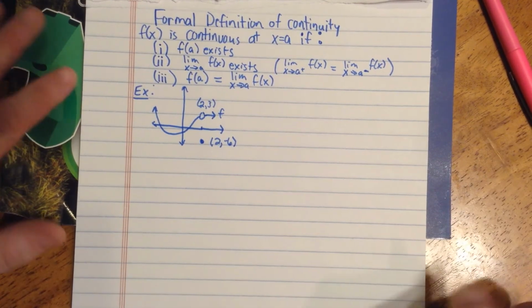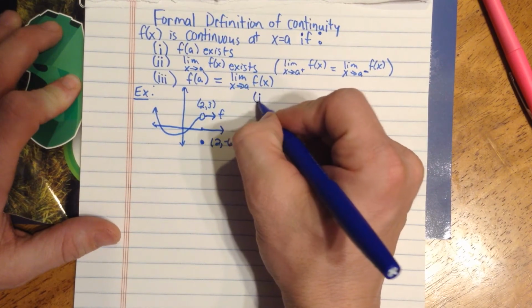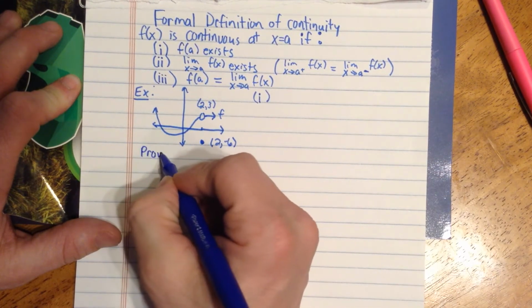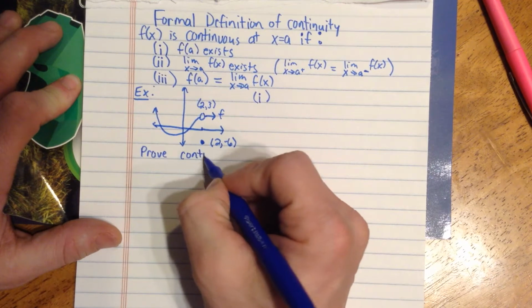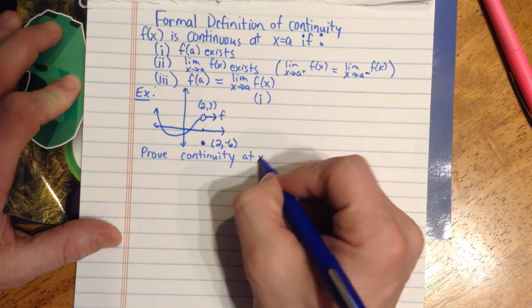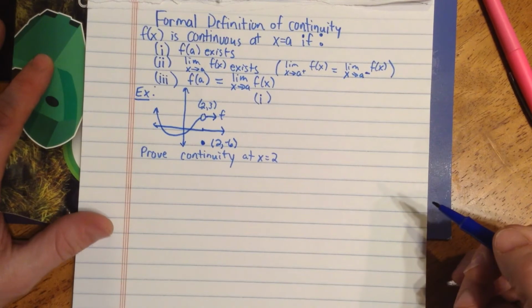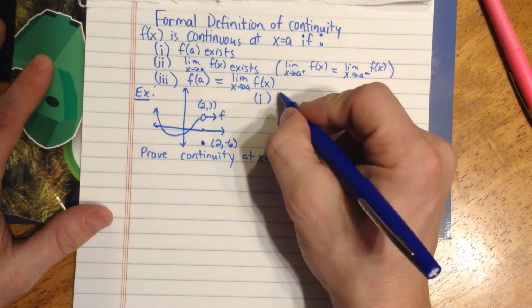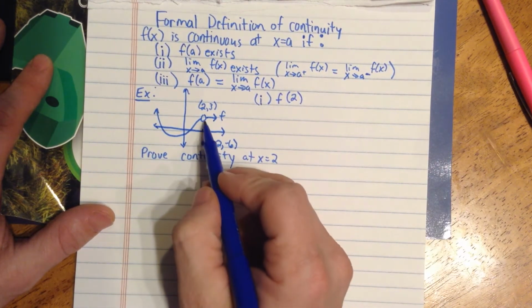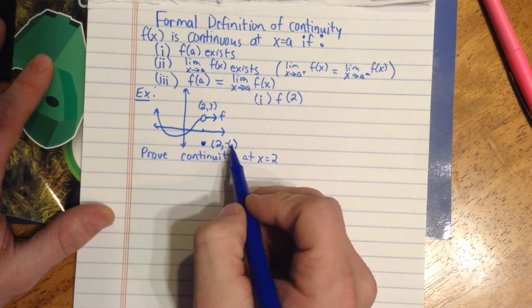That's a jump discontinuity. So we're going to go through our criteria. We're going to prove, or disprove continuity, I should say, at x equals 2, which we clearly know it's not. So it's going to fail one of these 3 things, if not all 3. So number 1, does f of a exist? f of 2 is this point right here. That's where it's defined. So at x equals 2, f of 2 equals -6.